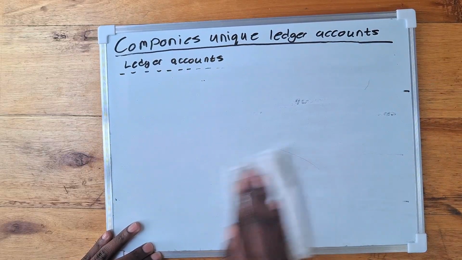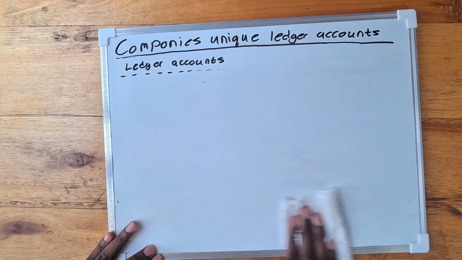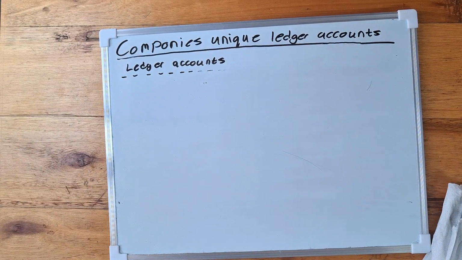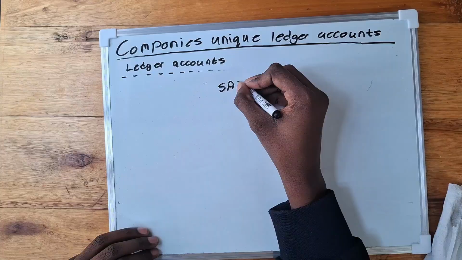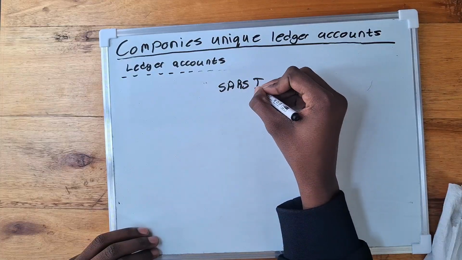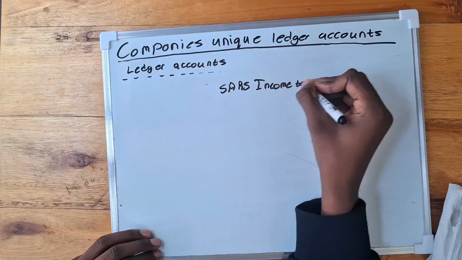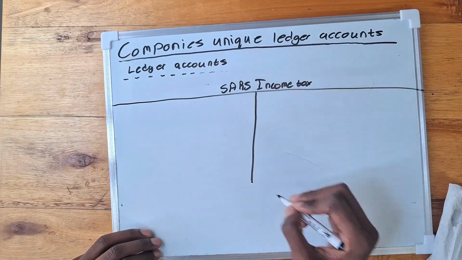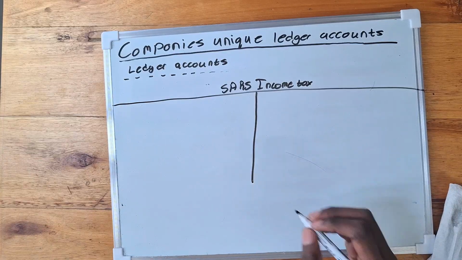So now we will be moving on to the next ledger accounts, right, which will be our SARS income tax. Let's start with the SARS income tax. Once again, we have our ledger here like this. With our SARS account, we are first given a balance.